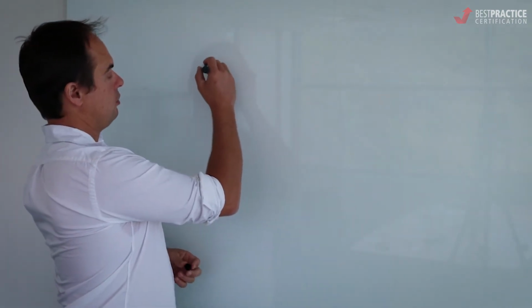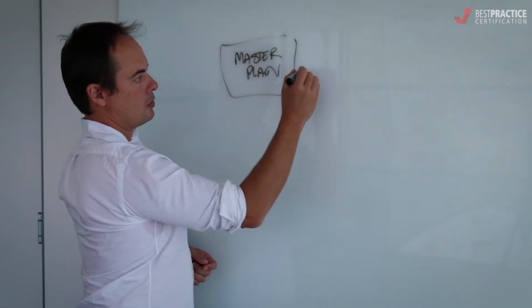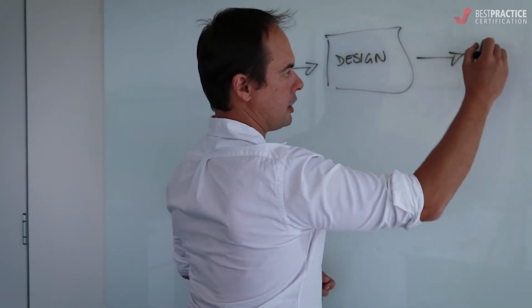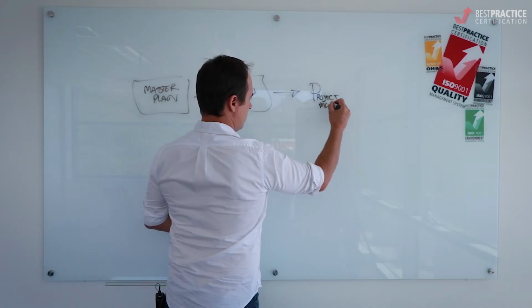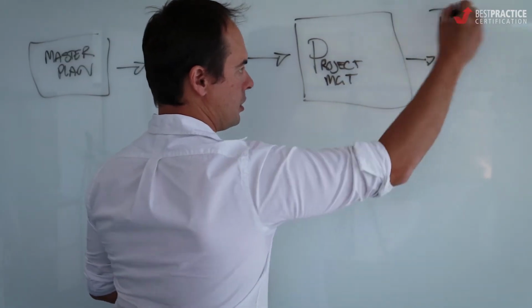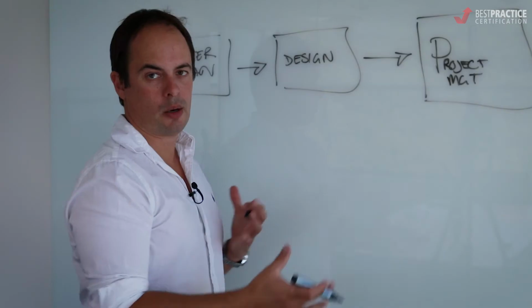So we're just going to start with a couple of boxes as we define the process flow, and that is we're going to go through what we would call our master plan, if you like. Then we're going to talk about our design phase. Then we're going to talk about our project management phase. And then we can maybe talk about completion. So there's a couple of questions as we go through this exercise that I would ask.